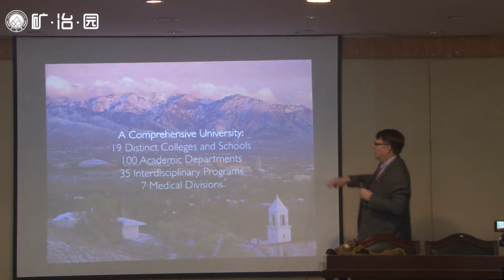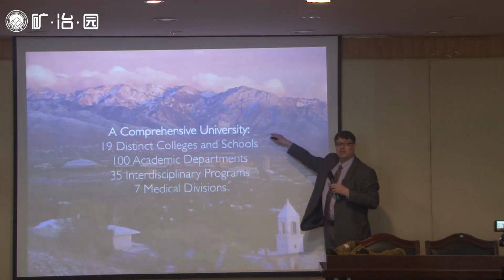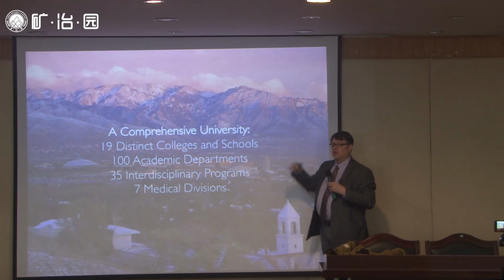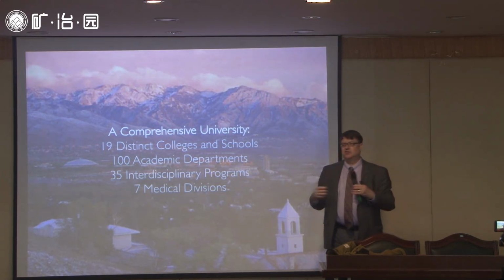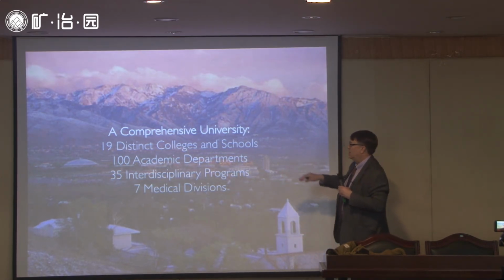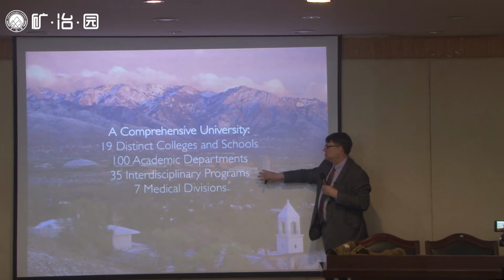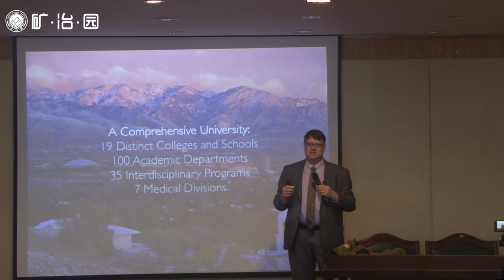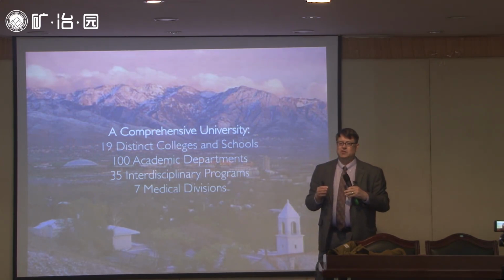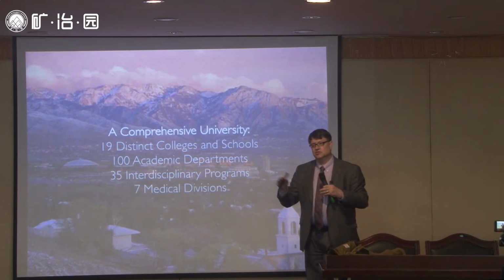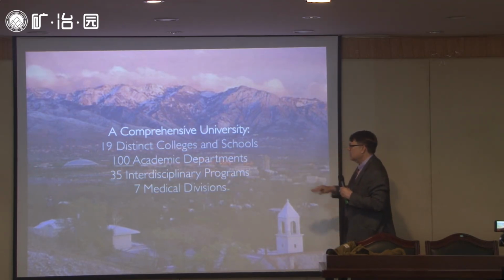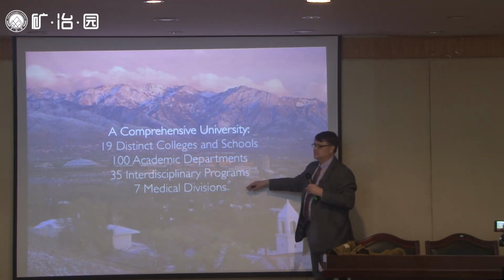So we are a comprehensive university. In other words, we're a university that has many, many colleges and many disciplines. We have 19 different colleges and schools. We have 100 academic departments. We have 35 interdisciplinary programs. What that means is that we have programs where you get your degree not in one college, but in multiple colleges, usually 2 colleges. And then we have 7 medical divisions.